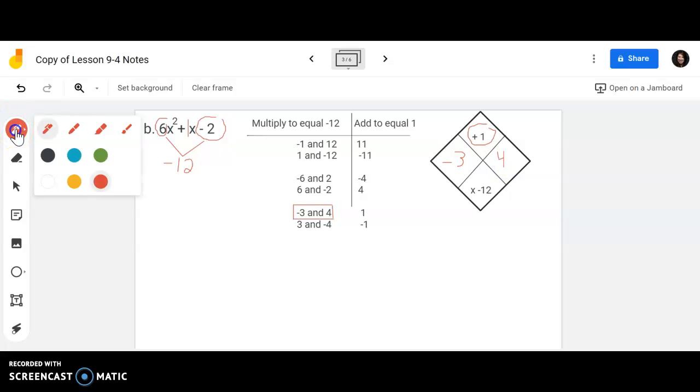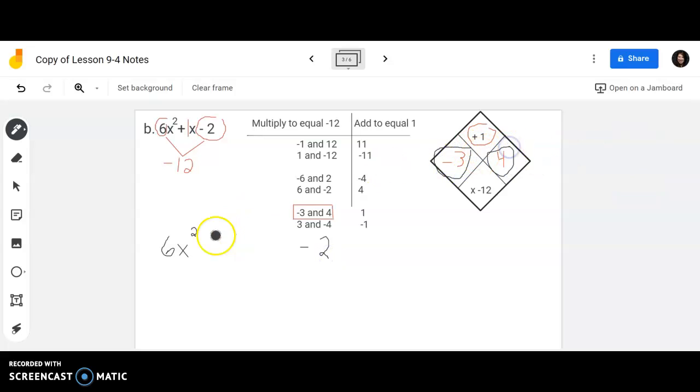So then we're going to do the same thing we did before. We're going to look at this trinomial right here, and we're going to write down the first term, 6x squared. We're going to write down the last term. But then we're going to put the negative 3 in and the 4 in. That's going to replace the 1x. So it's going to be negative 3x. Make sure you put an x, and then the 4 is positive. So it'll be plus 4x.